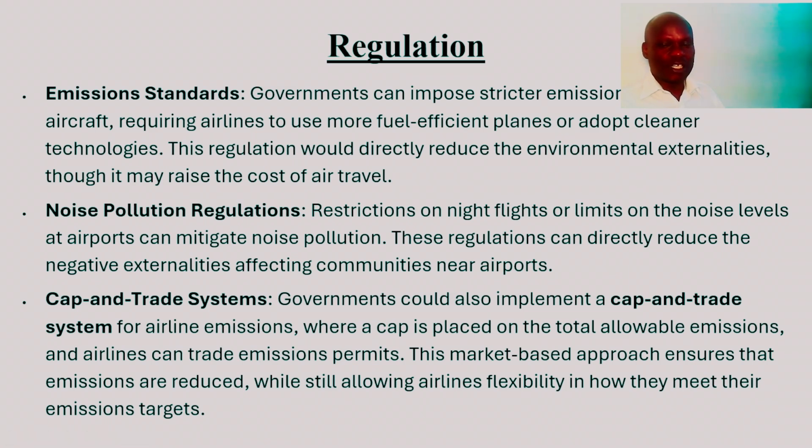Regulation. We can also see this through regulations by imposing emission standards. Governments can impose stricter emission standards on aircraft, requiring airlines to use more fuel-efficient planes or adopt cleaner technologies. This regulation will directly reduce the environmental externalities, though it may raise the cost of air travel. But anyway, even if it raises the cost of air travel, that should reduce the supply or demand of the same service to a level that is socially optimal.